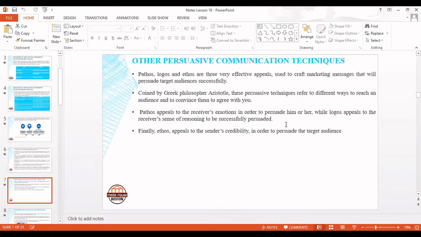Okay. So if a question comes and says explain 3 persuasive communication techniques, the pathos, logos, and ethos, you'll be able to do that. These are 3 effective appeals, remember? The other one uses ethics. The other one uses reason, facts, statistics, and things like that.